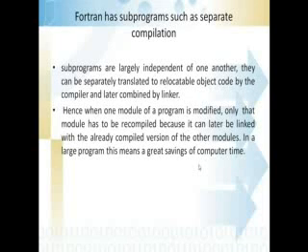Subprograms are largely independent from one another. They can be separately translated to relocatable object code by the compiler and later combined by the linker. Hence, when one module of a program is modified, only that module has to be recompiled, because it can later be linked with the already compiled versions of the other modules. In a large program, this means a great saving of computer time.